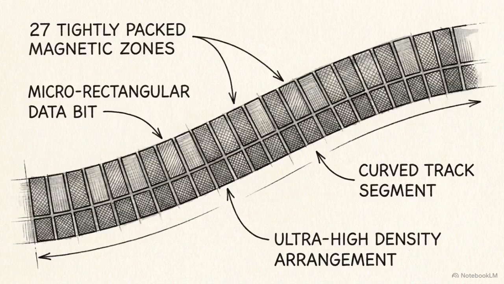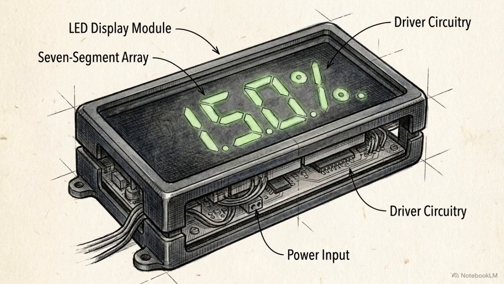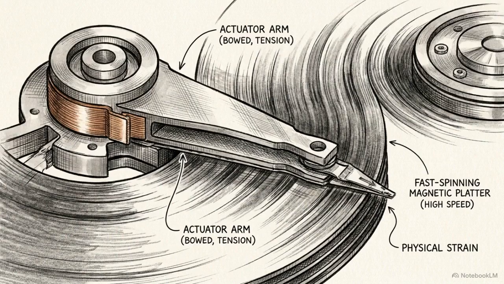Upgrading the encoding math allowed engineers to pack 27 sectors onto a track that previously held 18, yielding a 50% capacity increase on identical magnetic hardware. Pushing data density to these extremes places immense pressure on the mechanical components retrieving it.